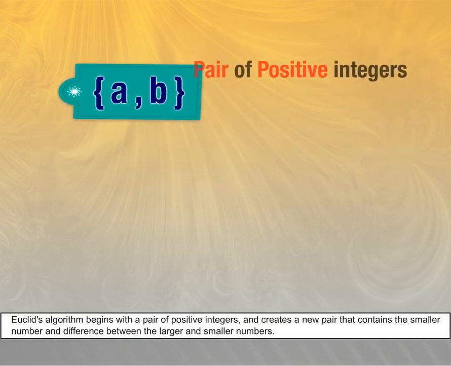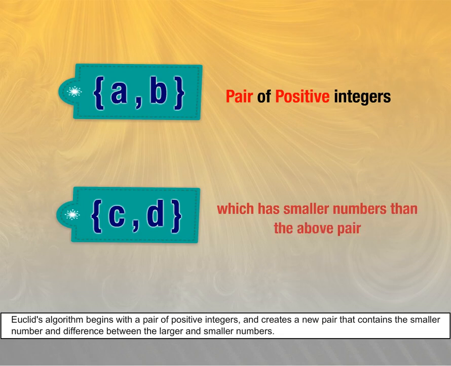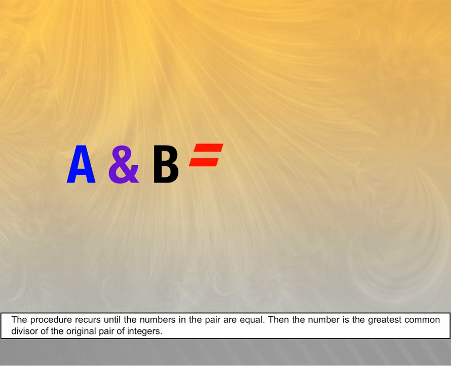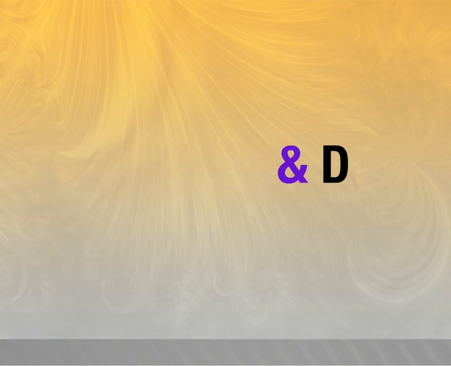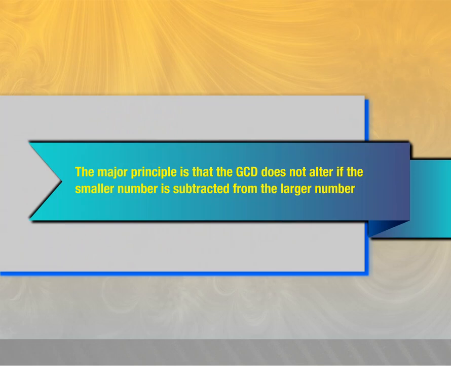Euclid's algorithm begins with a pair of positive integers and creates a new pair that contains the smaller number and the difference between the larger and smaller numbers. The procedure recurs until the numbers in the pair are equal. Then, that number is the greatest common divisor of the original pair of integers. The major principle is that the GCD does not change if the smaller number is subtracted from the larger number.